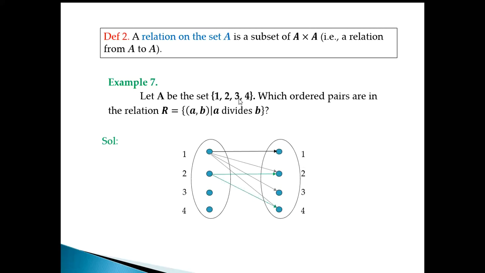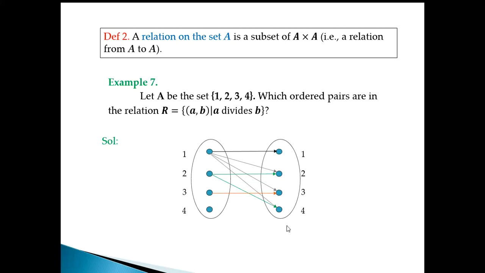Next come to the element 3. Check whether 3 divides 1? No, it means that 3 is not related to 1. 3 divides 2? No, it means that 3 is not related to 2. 3 divides 3? Yes. So it means that 3 is related to 3.